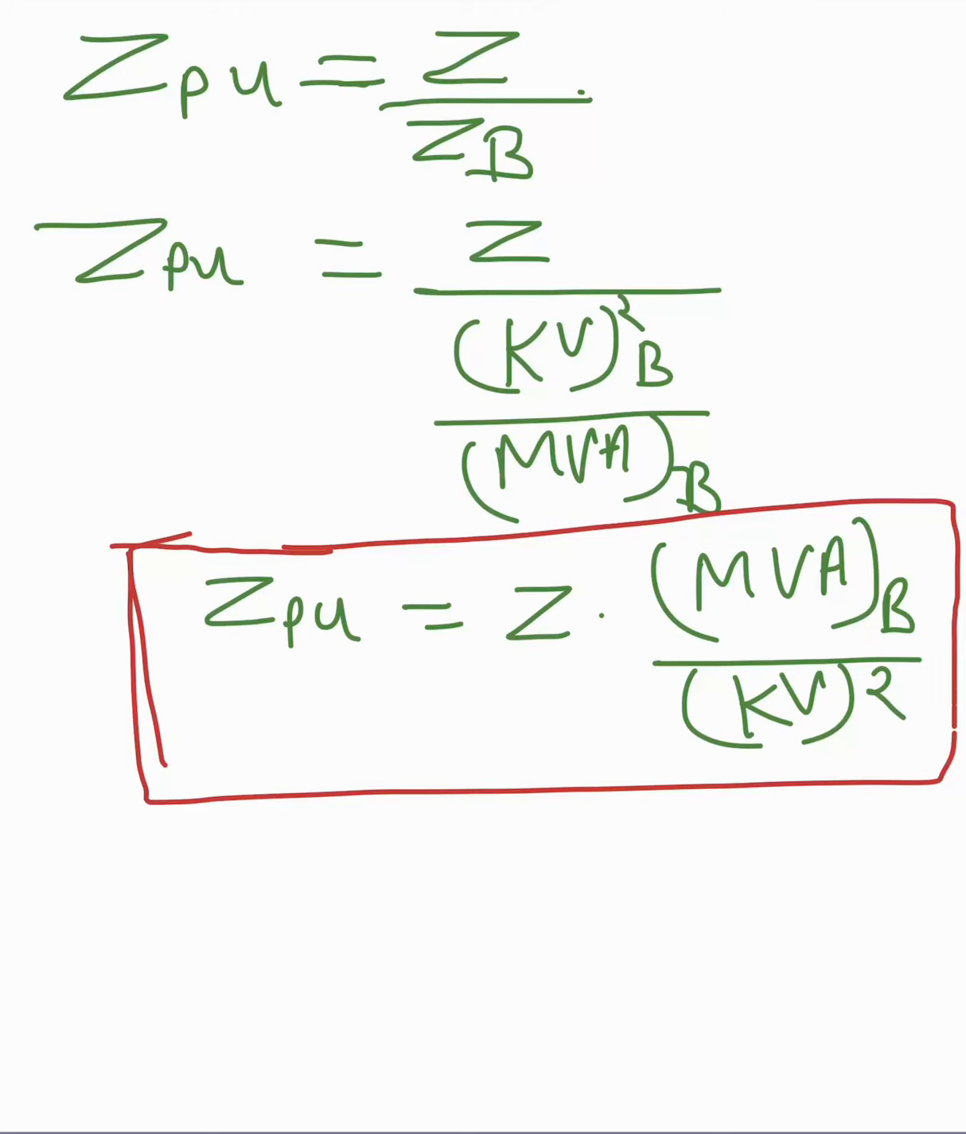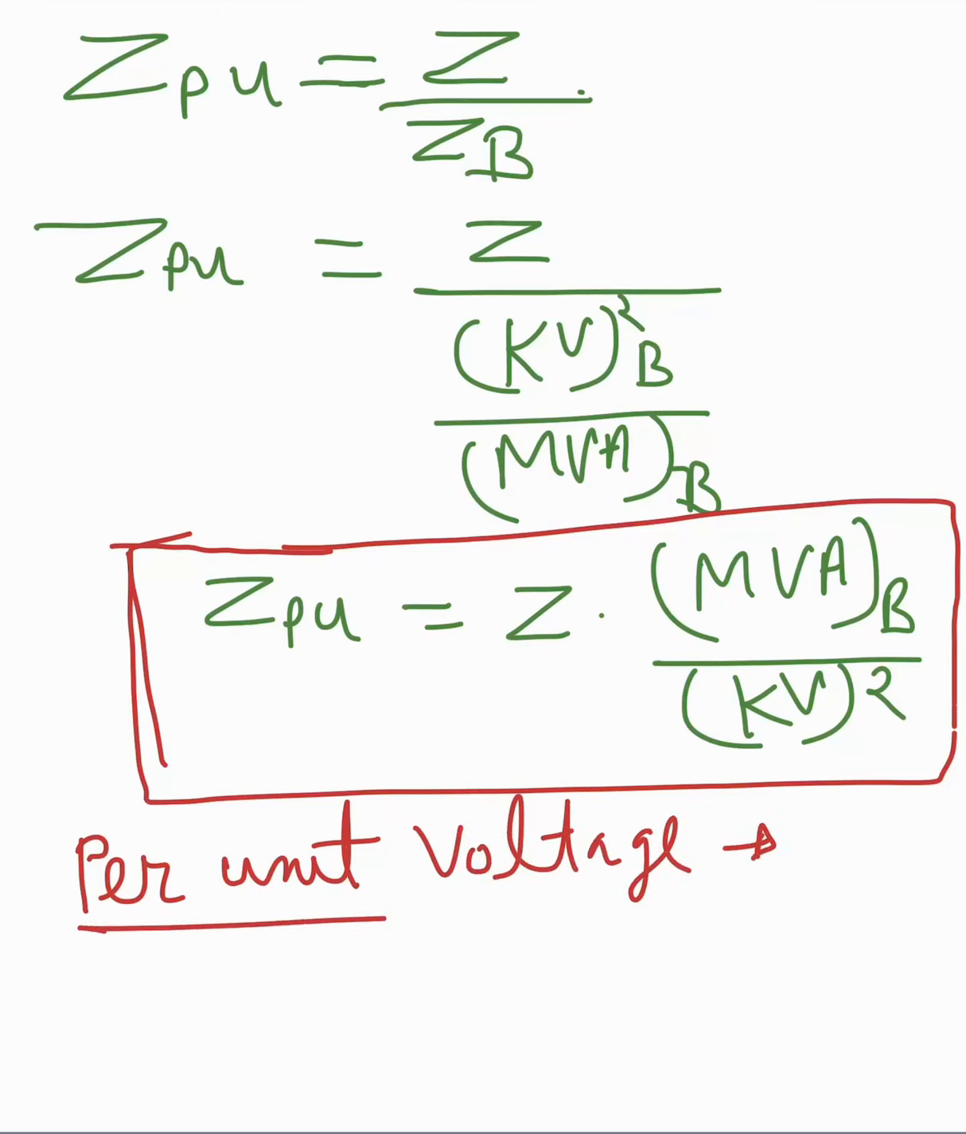Now come to the topic, that is per unit voltage. So next topic is per unit voltage. We know that V per unit is equal to actual value upon base value. So actual value is V and base value is VB. Similarly, I per unit is equal to actual value I upon base value IB.